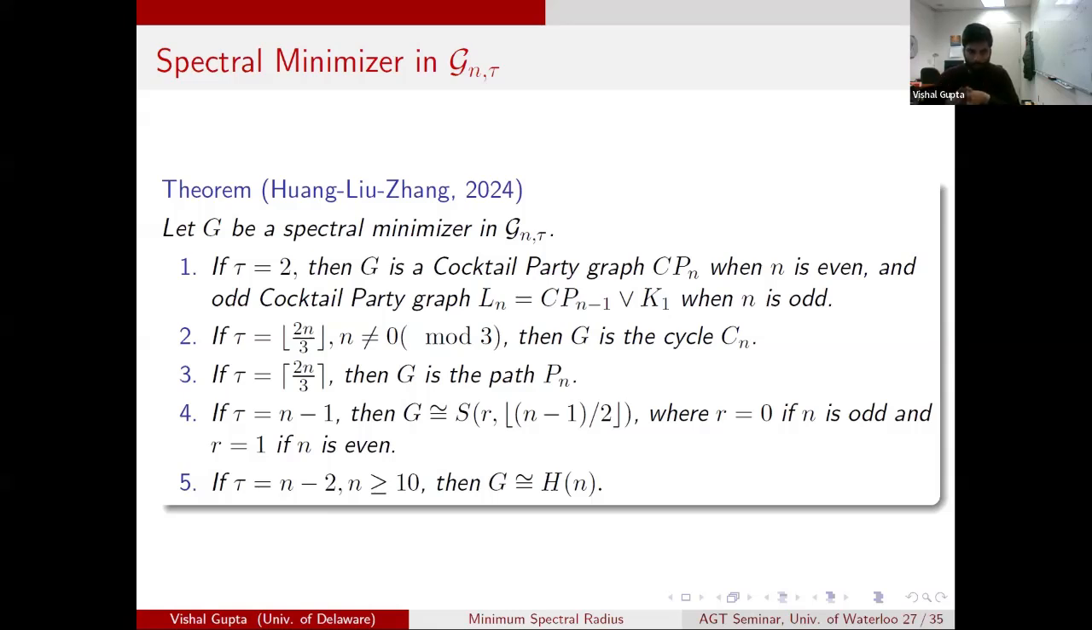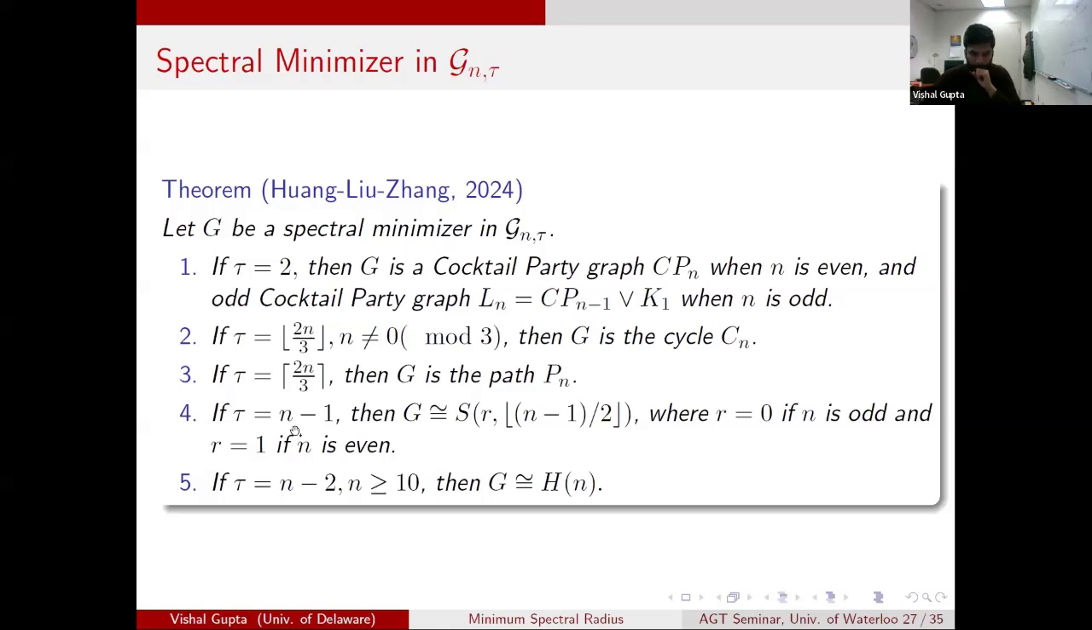And when dissociation number is the ceiling or floor of 2n/3 and n is not 0 mod 3, they showed that a cycle is the spectral minimizer. And for the case when dissociation number is the ceiling of 2n/3, they showed that the path is the spectral minimizer, which is true because we saw that among all simple connected graphs on n vertices, the path has the smallest spectral radius, and it has dissociation number 2n/3. So it must be the spectral minimizer for this class.